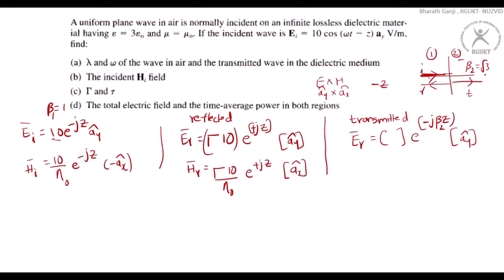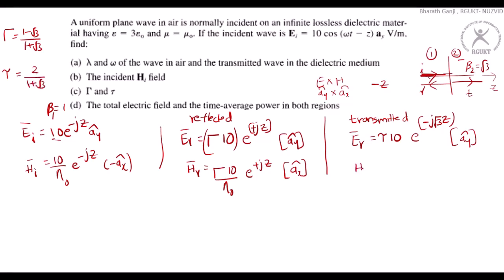Because it's traveling in the positive z direction, definitely you get a minus j beta 2 times z. But what is beta 2? Beta 2 is nothing but equal to root 3. And what about the magnitude of the field? The magnitude of the field is nothing but the transmission coefficient times the incident wave 10. So we have the expressions, right? For the reflection coefficient, we have 1 minus root 3 divided by 1 plus root 3, and for the transmission coefficient, we calculated it as 2 divided by 1 plus root 3. So let us put them aside.